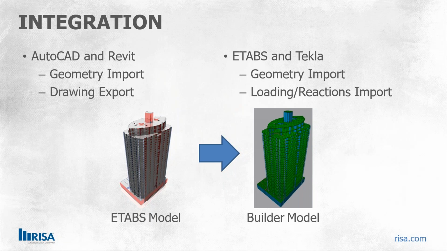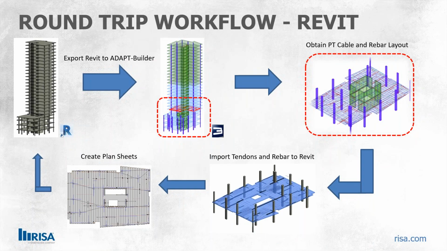Adapt Builder integrates with other platforms, making it easy to incorporate your existing workflows. You can import geometry from AutoCAD and Revit to construct your model, and then export the drawings directly from Builder. From eTabs and Tekla, you're actually able to import geometry as well as loading and reactions to design within Builder, and then you're able to export the rebar and tendon drawings for your drawing production.